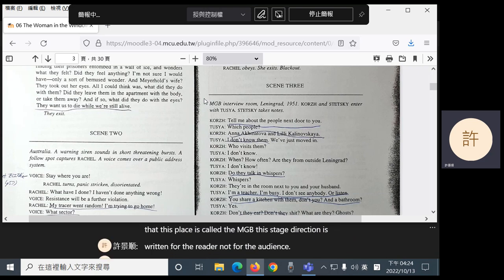And for the reader, it's a joke. Because in the Soviet Union, the secret police was called the KGB. You would know this if you watch old 007 movies. But instead of calling them the KGB, it calls them the MGB. Because at the beginning of the play, the author says only Anna Akhmatova is a historical figure. Everyone else is invented. So I guess even the secret police are invented.